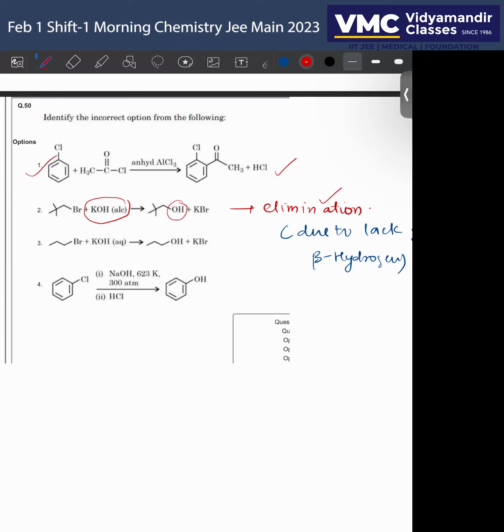And no reaction can occur for the same, because elimination cannot happen in this reaction due to lack of beta hydrogen at this part. Therefore, this reaction is incorrect, and option number two is the correct answer for question number 50.